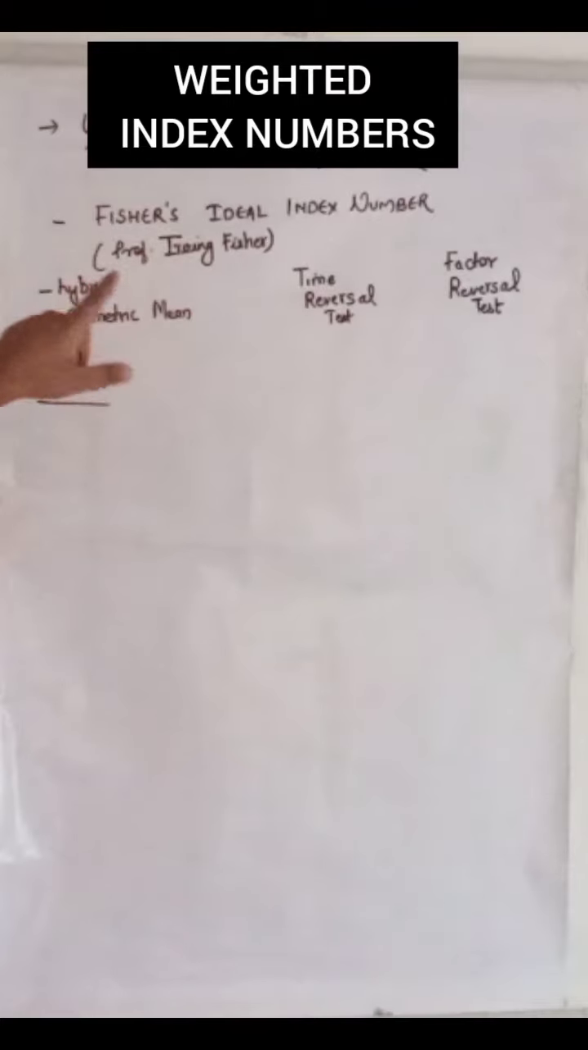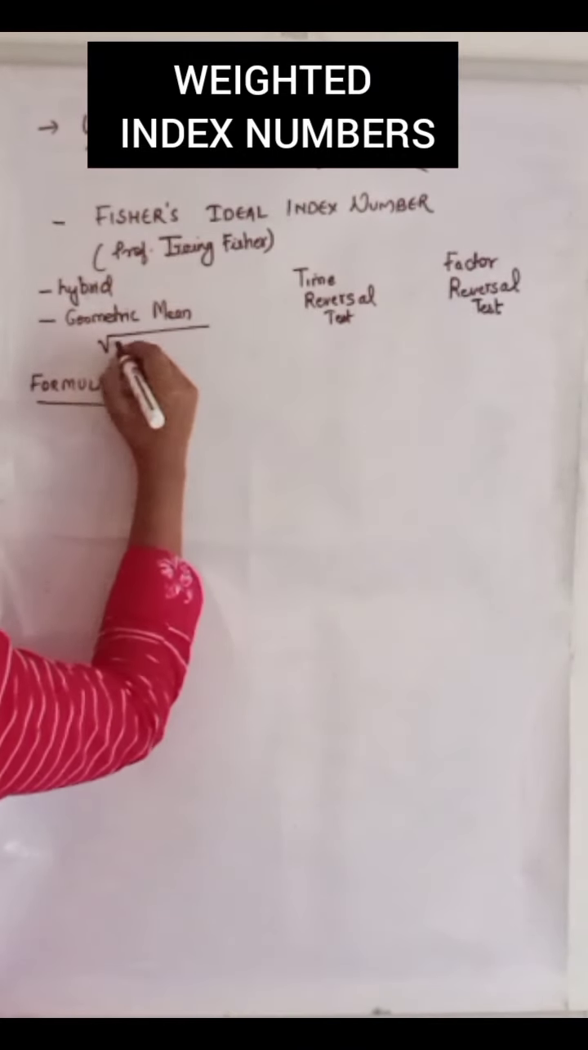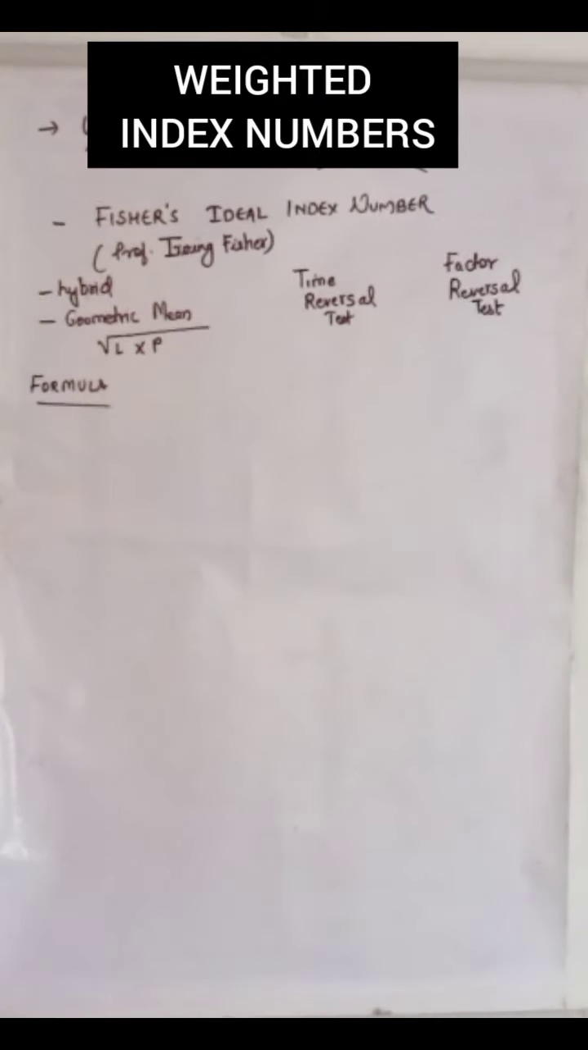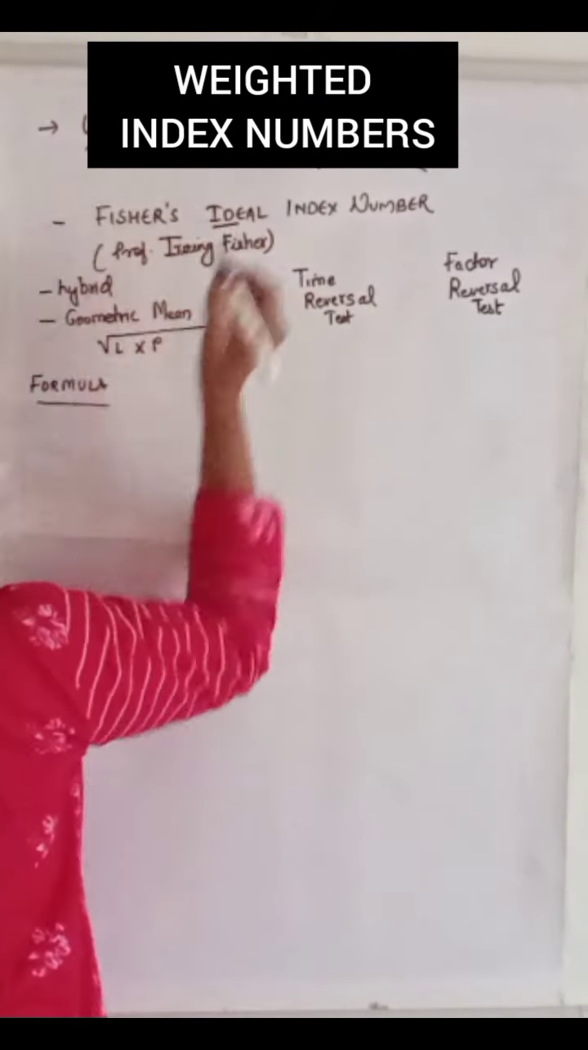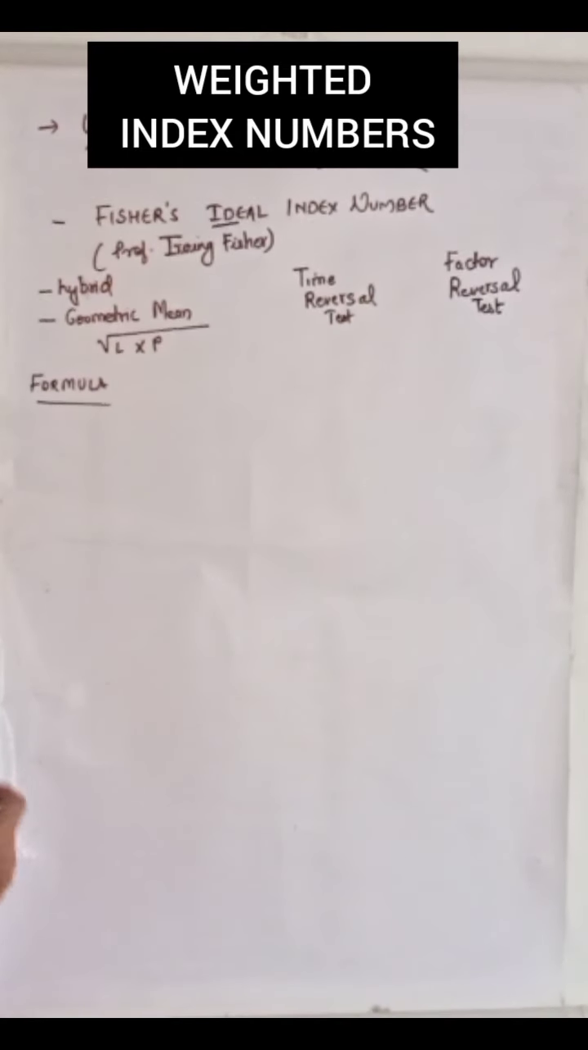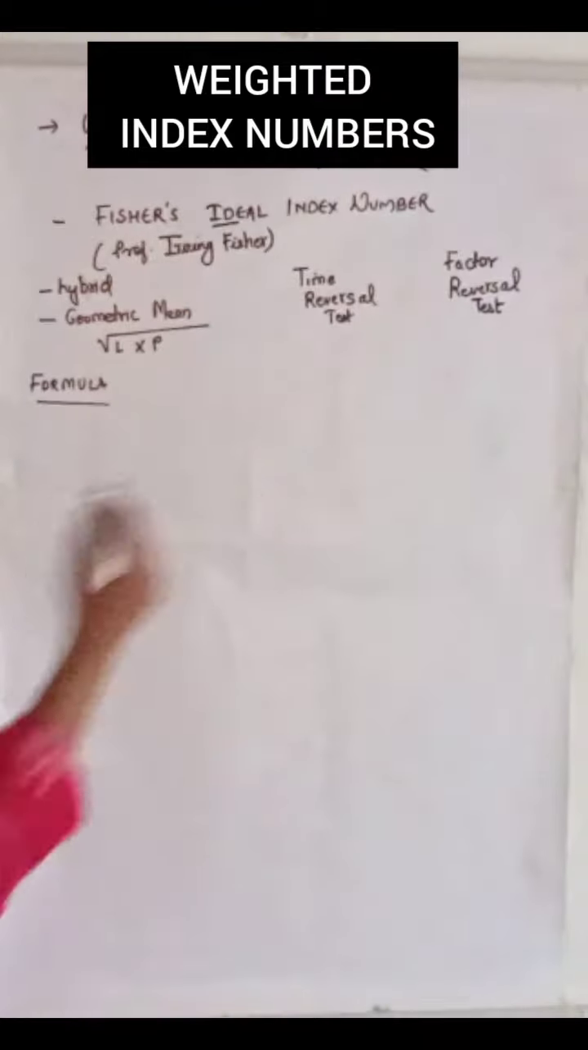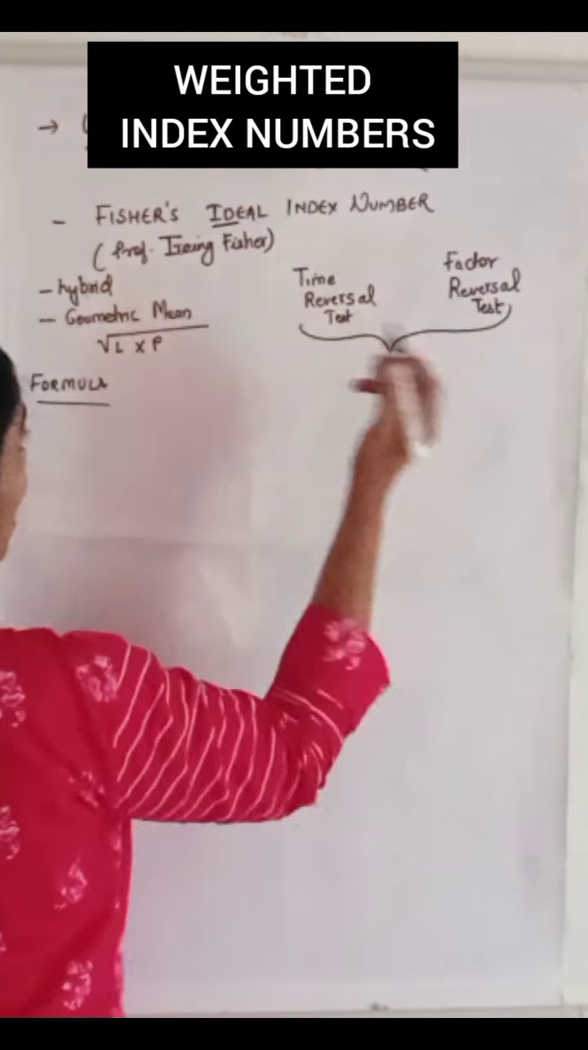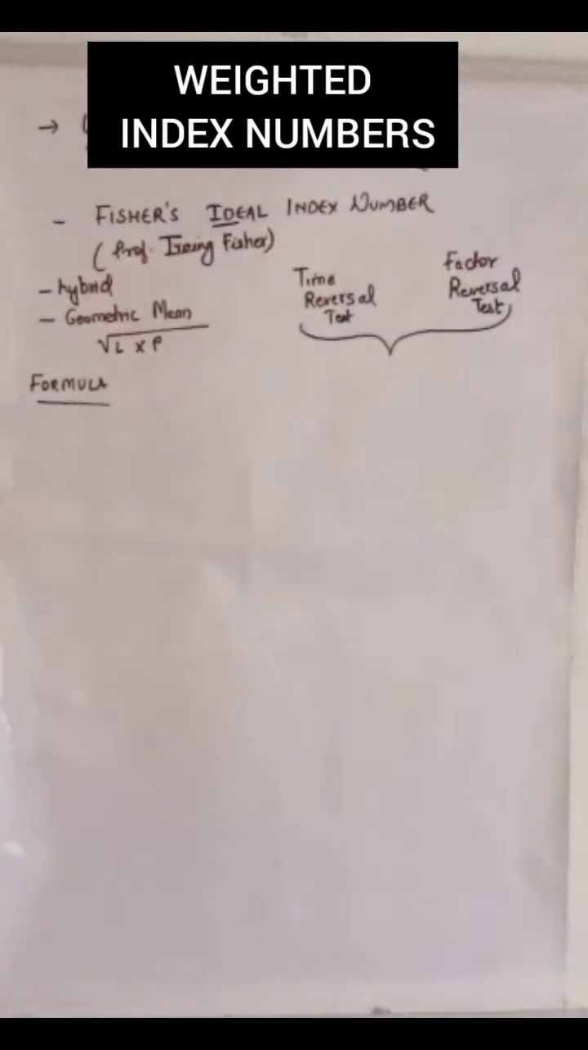To overcome this drawback, Professor Irving Fisher introduced Fisher's ideal index number. We can say that Fisher's ideal index number is a hybrid of Laspeyres and Paasche's method, because we are considering the geometric mean of Laspeyres method and Paasche's method. Look at the name. The name says that it is an ideal index number. We call it an ideal index number because this method satisfies the time reversal and factor reversal tests.